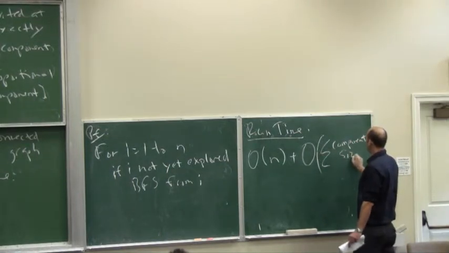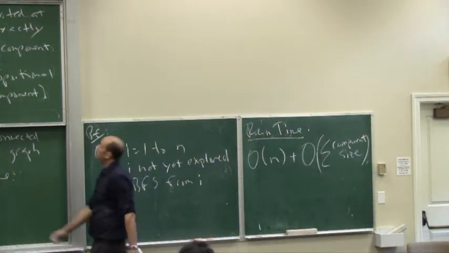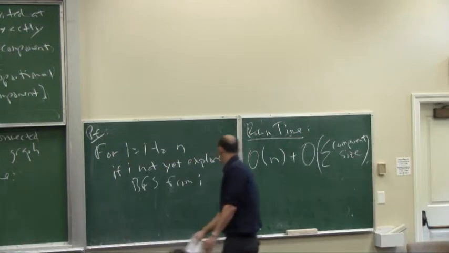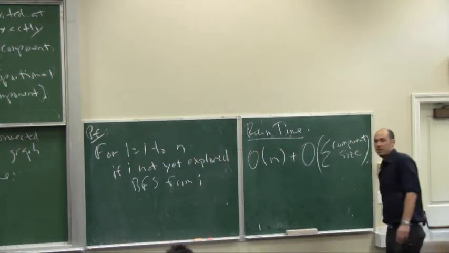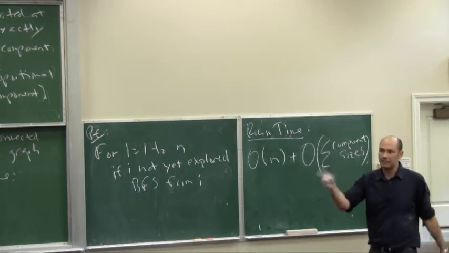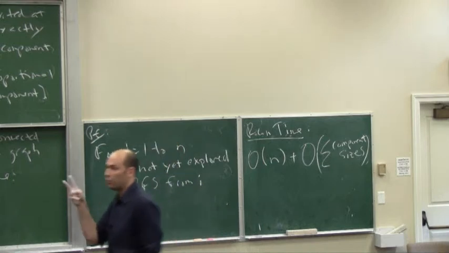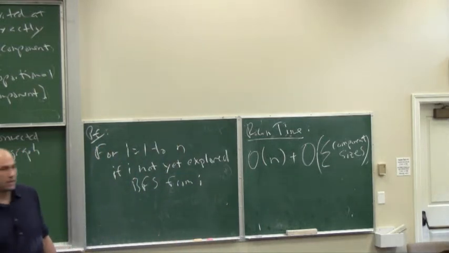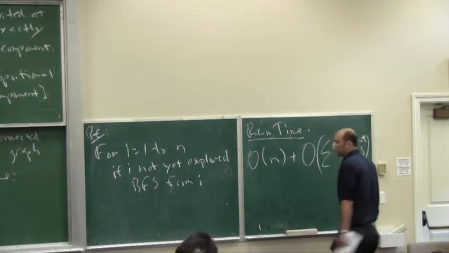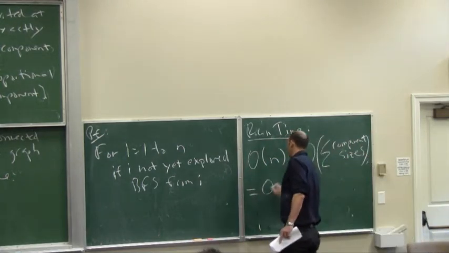1 BFS per component. Remember, in a given component, BFS runs in time proportional to the size of the component. Now, what is the sum of the component sizes? Well, each node of the graph G lies in exactly 1 connected component. Each edge of the graph G lies in exactly 1 component. So there's no redundancy. These component sizes are exactly the same as the size of the graph. So this is O of m plus n. So overall, O of m plus n.